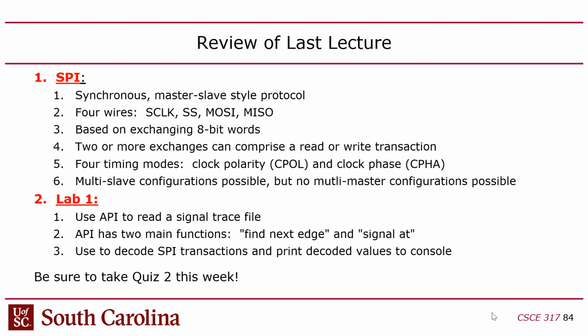Okay, so anyway, CPHA equals 0 means read on the first edge. CPHA equals 1 means read on the second edge. And then is the second edge rising or falling? Well, that depends on the clock polarity, right? If the clock polarity was 0, that means the clock idles at 0, which means the first edge is rising. Okay? All right.